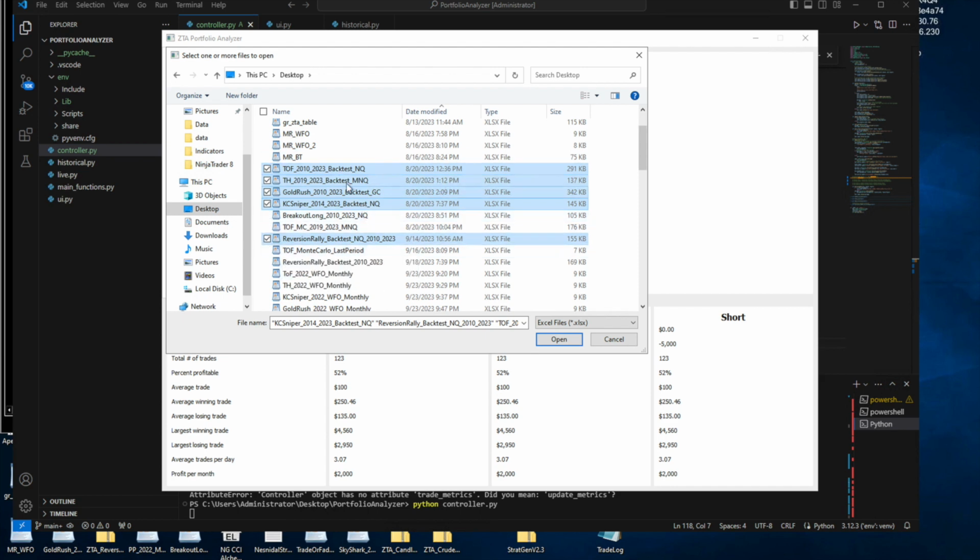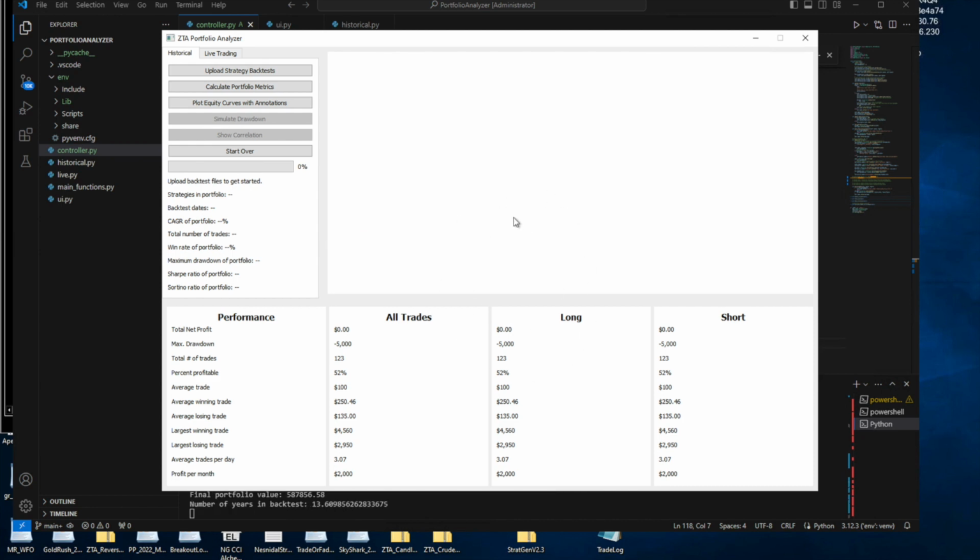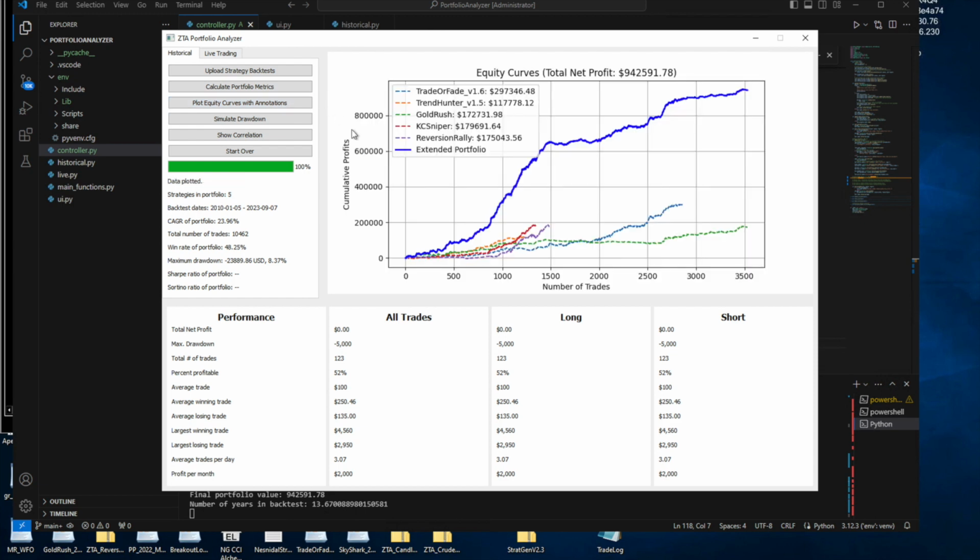So you can see here, I have all five backtest files selected. I'm going to hit open, and I should now have the option to plot the performance of that portfolio. And you can see here that pretty quickly I'm able to get a rough idea of how a portfolio would have performed if I traded those five algos. Right? We got Trader Fade, Trend Hunter, Gold Rush, KC Sniper, and Reversion Rally. So if I had traded these in a portfolio across 3,500 trades, the total net profit would have been roughly 942K. And over here on the left side, we can also see some overall portfolio metrics as well.